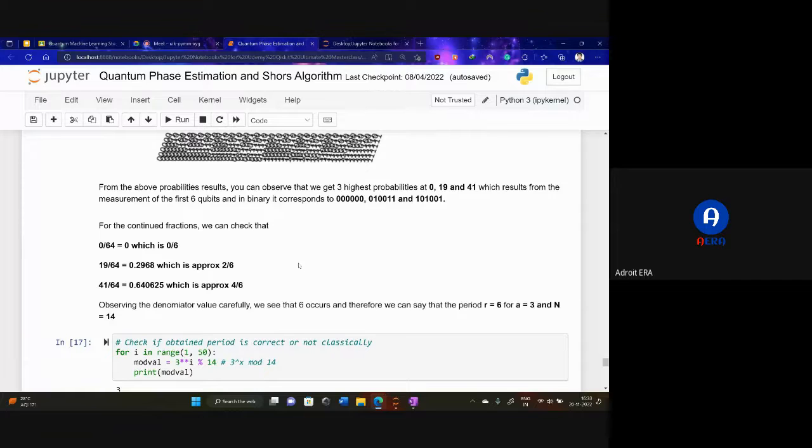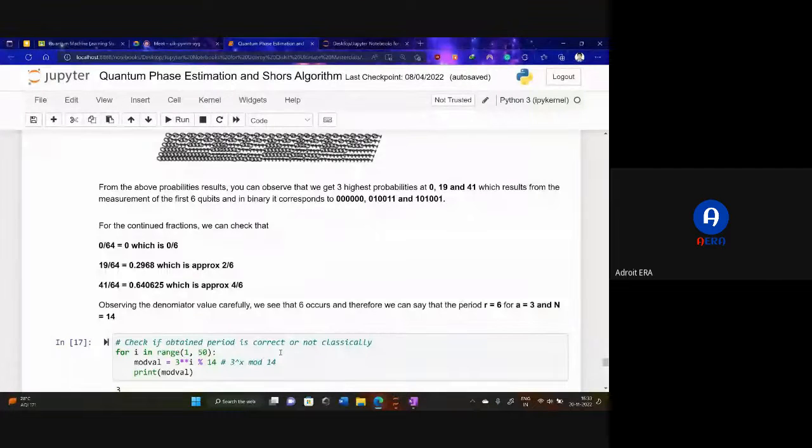Okay, so therefore 2 to the 6, which approximately gets into this value. And if you observe in the denominator, we have the number 6 coming, and therefore the period r is equal to 6 for the value a is equal to 3 and n is equal to 14.